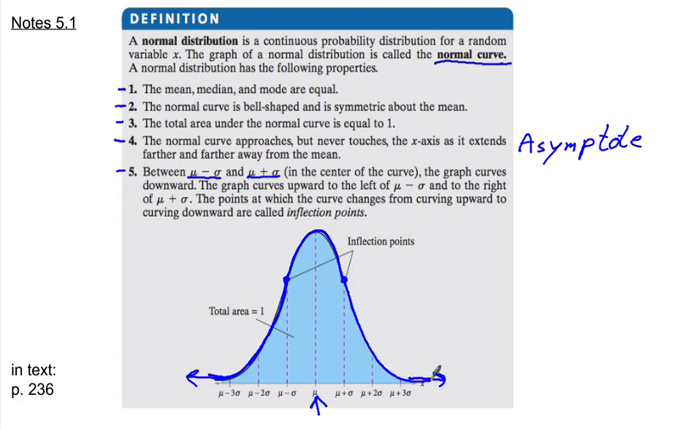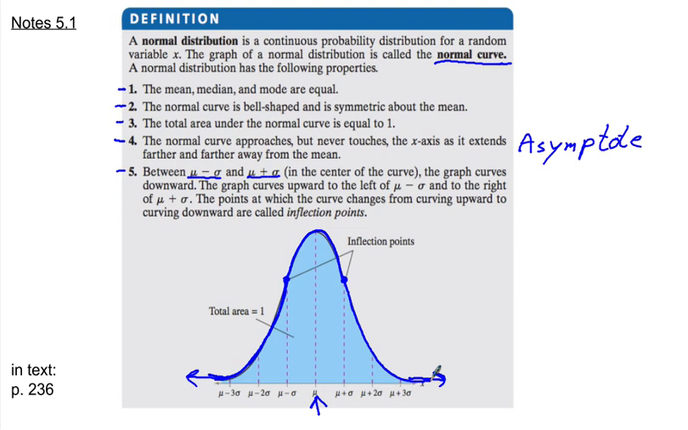And this whole idea of inflection points comes a lot more into play in calculus. But those inflection points also show us that we have a lot of data values within 1 standard deviation of the mean.